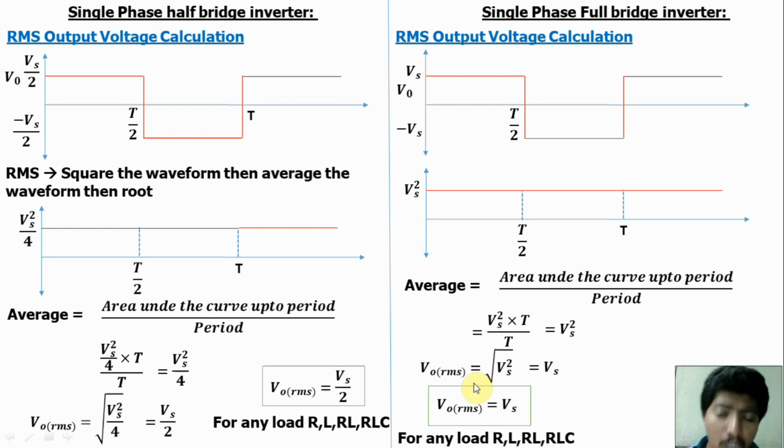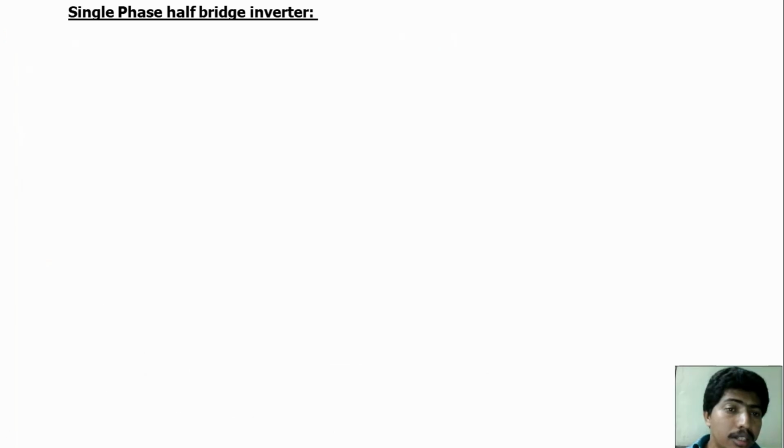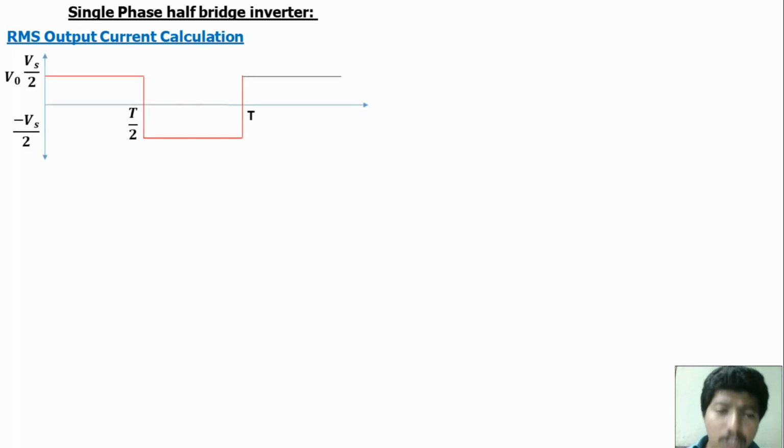Just remember. Now we will discuss how to find the RMS output current for half bridge and full bridge inverters. The current depends upon the output voltage. So if we know the output voltage, we can find the current. We know the output voltage for the half bridge inverter and full bridge inverter. The concept is the same for both, so here we are going to discuss only the half bridge inverter. This is the output voltage for the half bridge inverter.